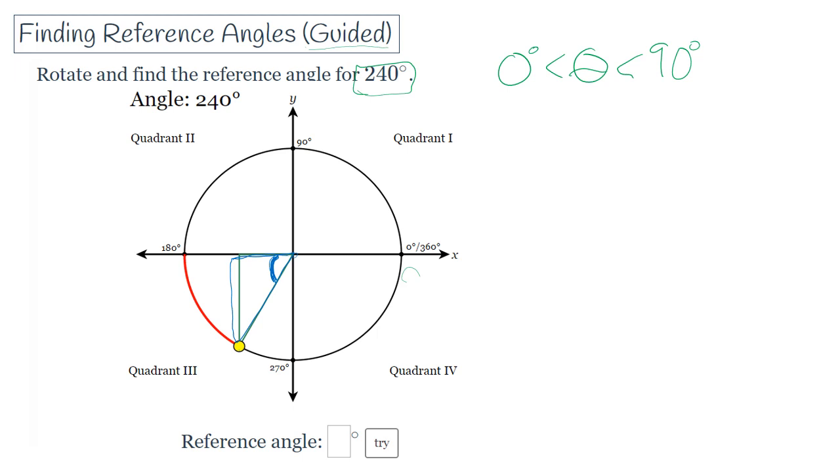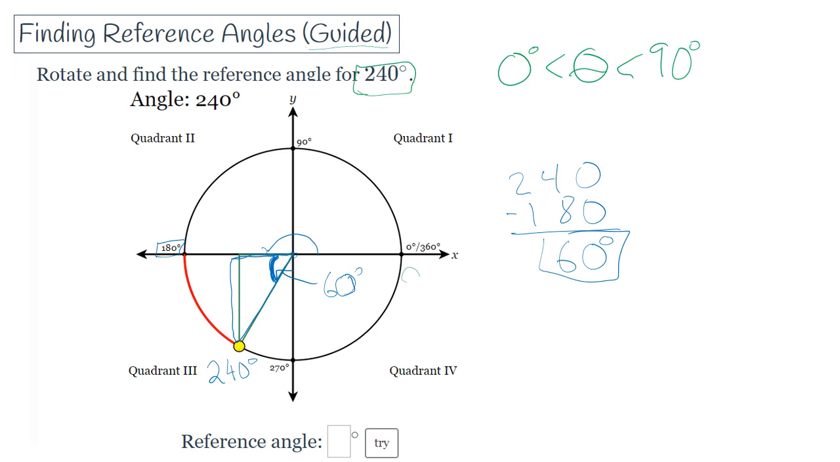So how do you find it? Well, you've got to do a little bit of math. So this angle right here is 240 degrees all the way around. And we know that halfway around is 180 degrees. So what's the difference between 180 and 240? Well, you just do a little subtraction. You get 60 degrees. And so that angle right there is 60 degrees. Right? And that's your answer. That's what you would type in right here, 60 degrees.